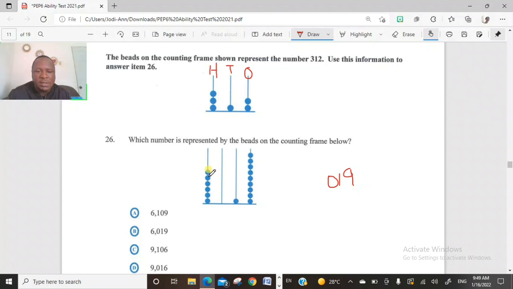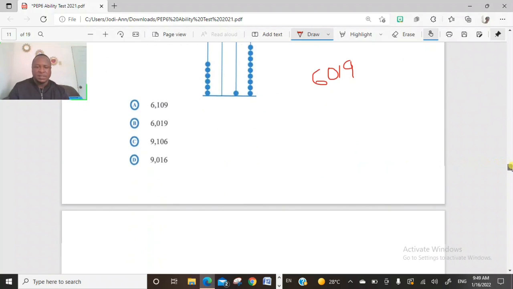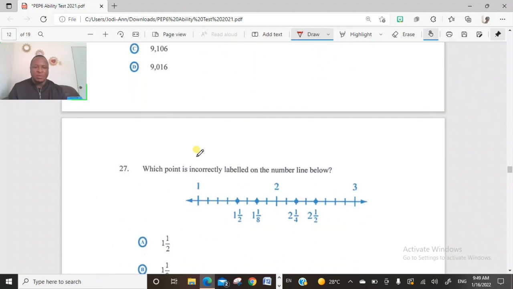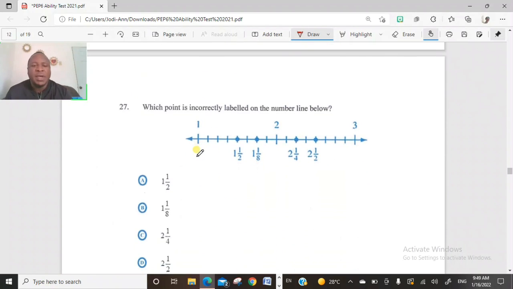All right, how many thousands? 1, 2, 3, 4, 5, 6. All right, let us look to see which of the options matches our answer, and that is which one? Letter B, 6019. Moving on again.